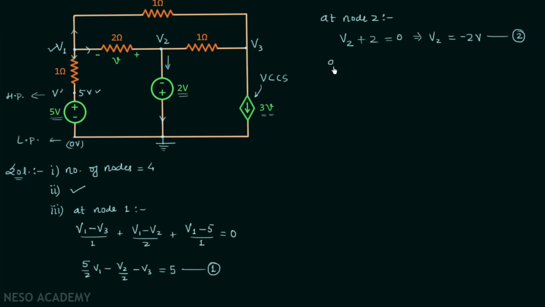Now we will obtain the KCL equation at node number 3.